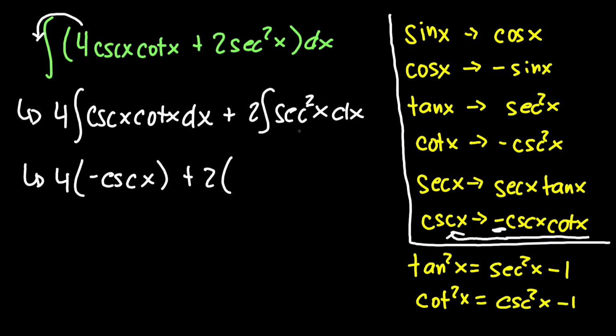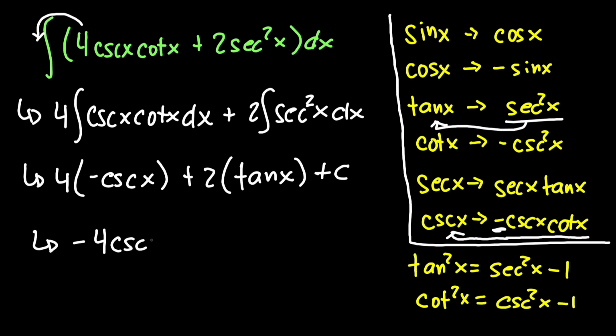plus 2 multiplied by the integral of secant squared of x. It is equal to tangent of x plus c. And so the final answer would be equal to negative 4 cosecant x plus 2 tangent of x plus c.